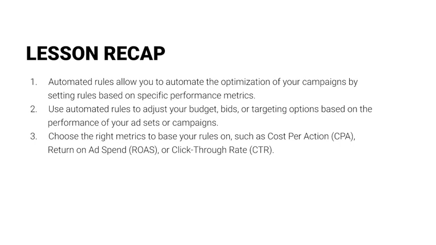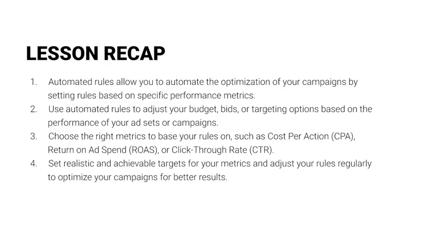Just to be clear, many times I don't set up rules for click-through rates. The reason being is because sometimes click-through rates are low, but my CPA cost is even lower, which is really exciting. So I don't want to turn something off that could be prematurely. I'm only really looking at CPA typically and ROAS for those automated rules. Set realistic and achievable targets for your metrics and adjust your rules regularly to optimize your campaigns for better results.